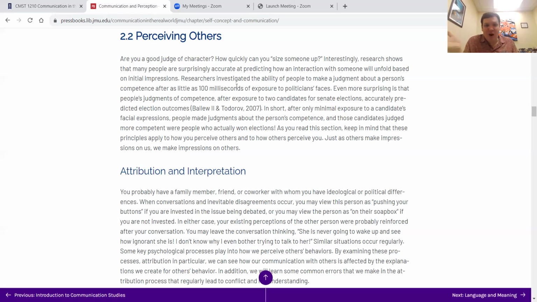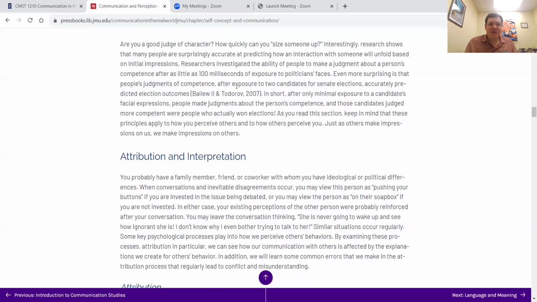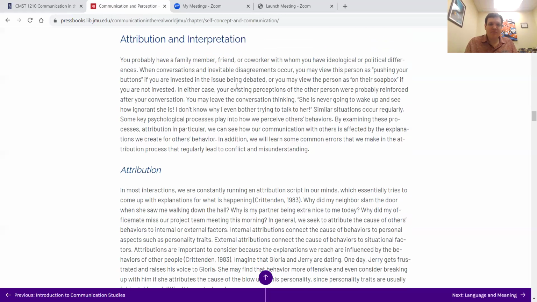Is this judgment right or wrong, right? Certainly there can be wrong judgments that we make. And as we get to know people, we can challenge the information that we have on them, and perceive them in a different way. So it talks about attribution and interpretation as well, here.